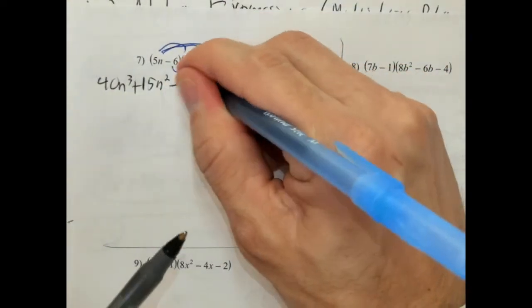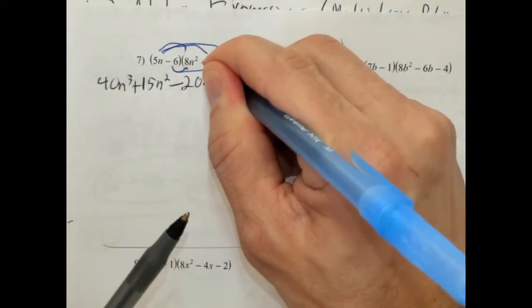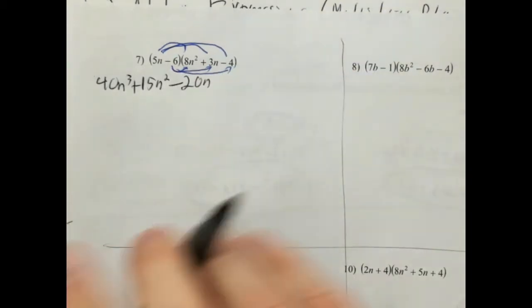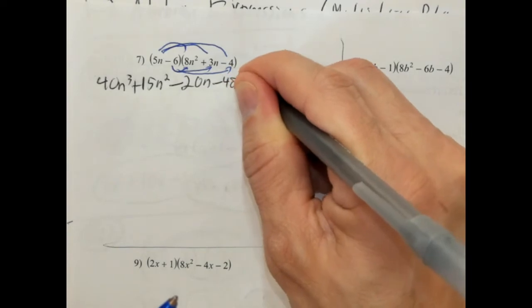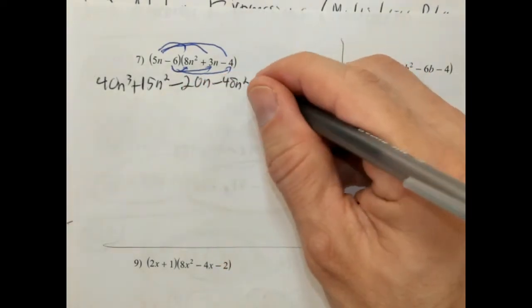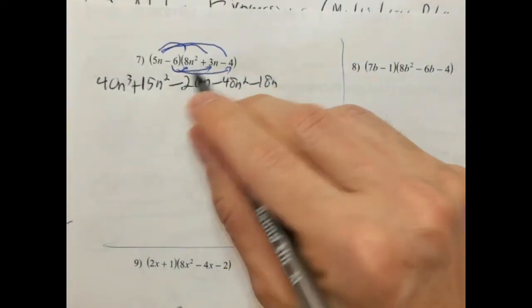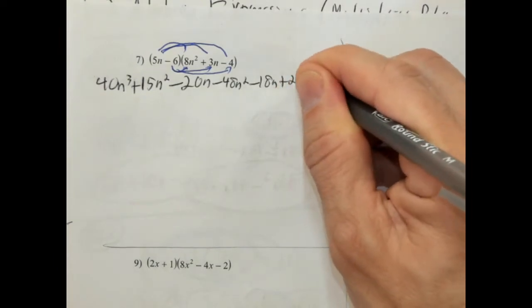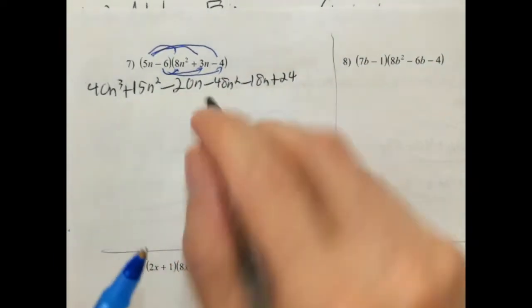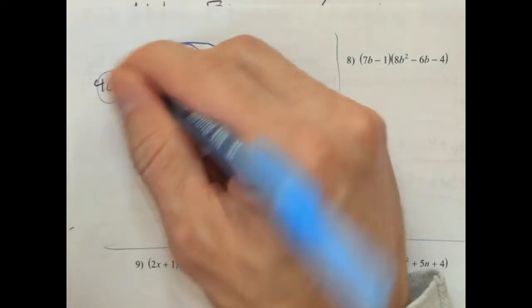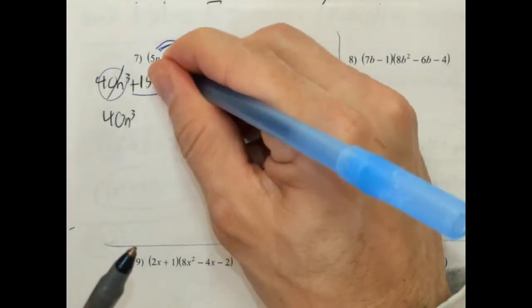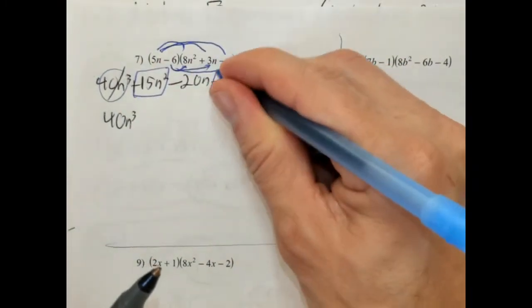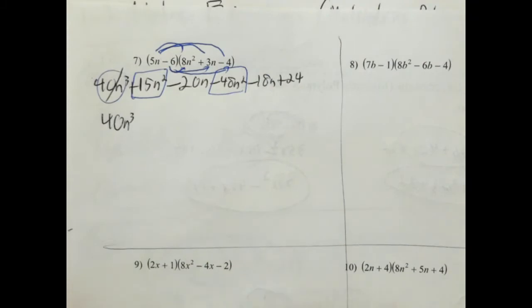Distribute the negative 6. So negative 6 times 8n squared will be negative 48n squared. Negative 6 times 3n will be negative 18n. Negative 6 times negative 4 is plus 24. We're going to bring down the 40. Actually, I should just do each one. Makes it easier. So there's no other n cubed, so we're going to bring that down. 40n cubed. We have 15n squared and negative 48n squared. So 15 minus 48.